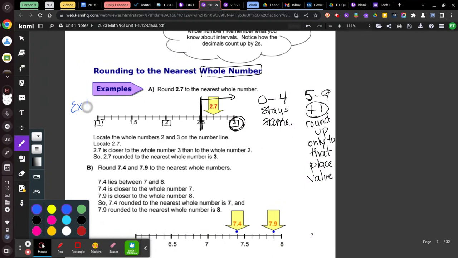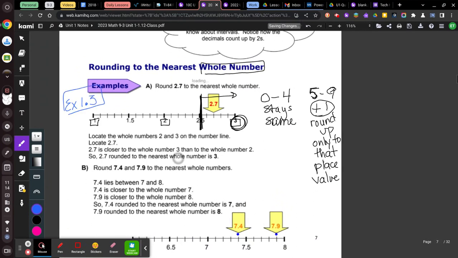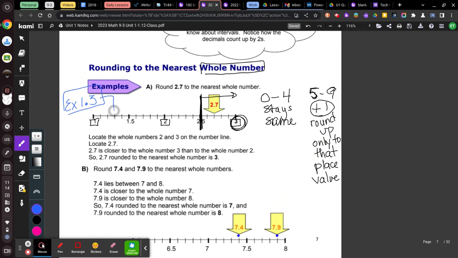What if I've got the number 1.3? We're doing one more example. 1.3 on this number line. Where would I round him to? You have to locate him. 1.3 is located right there, on the third notch. Because he's less than halfway, he's going to round down to 1.